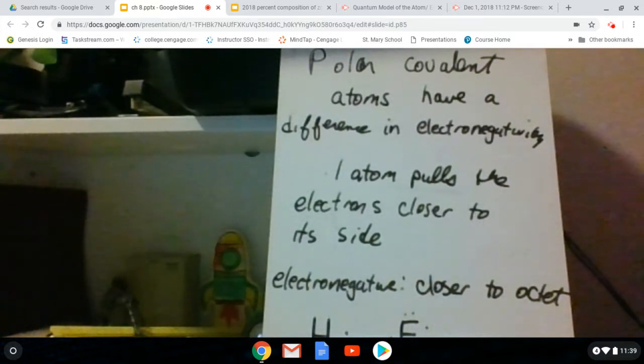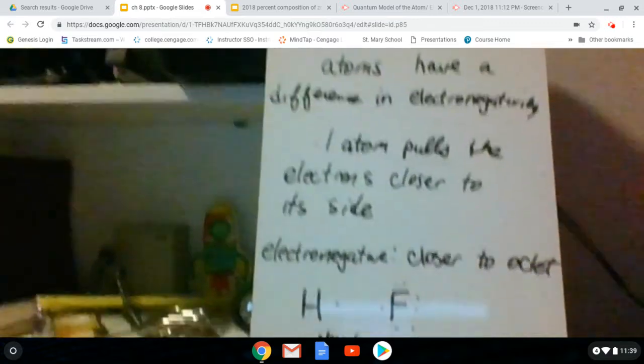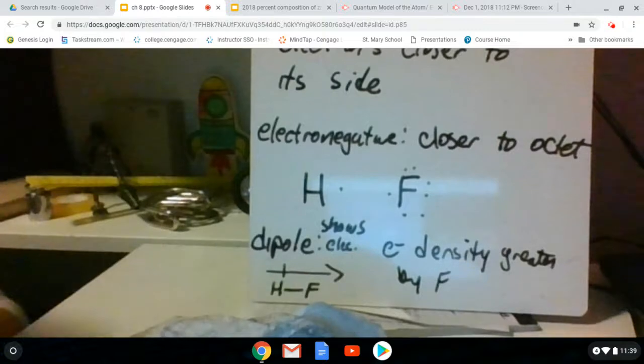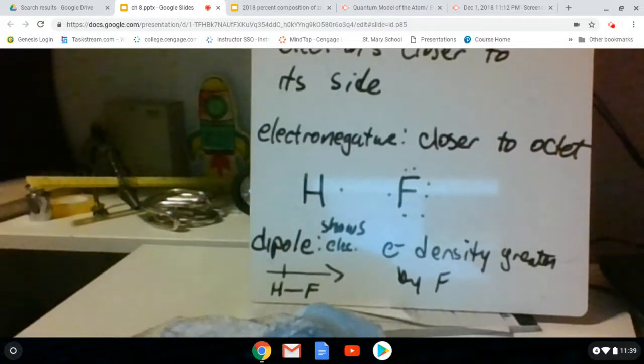Okay, so we say that those type of atoms that have a difference in electronegativity are polar covalent compounds, meaning that one atom is going to pull the electron closer to its side, but not completely making it separate like an ionic compound. So I'm going to give you a very generic example of hydrogen fluoride. Hydrogen is not as polar as fluorine based on the electronegativity values.